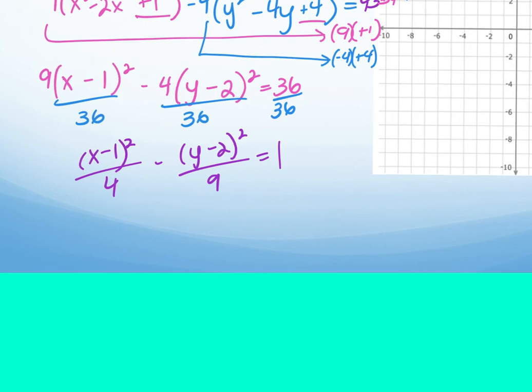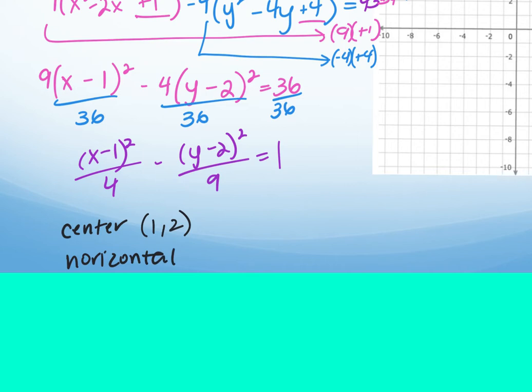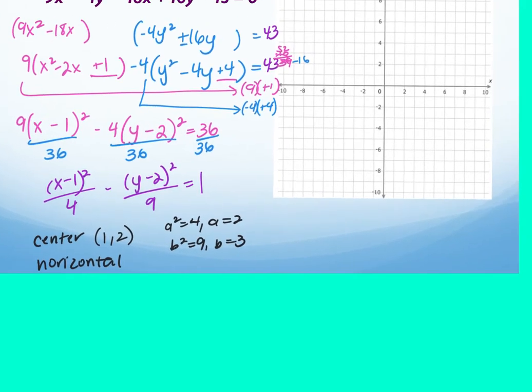Now tell me what you know about this hyperbola. Okay, go ahead. Center is (1, 2). What kind of hyperbola is it? Horizontal. All right, what else can you tell me? Well, before you get there, what's your a squared and your b squared? What's a squared? Good. Okay, now I can graph it from that stuff.